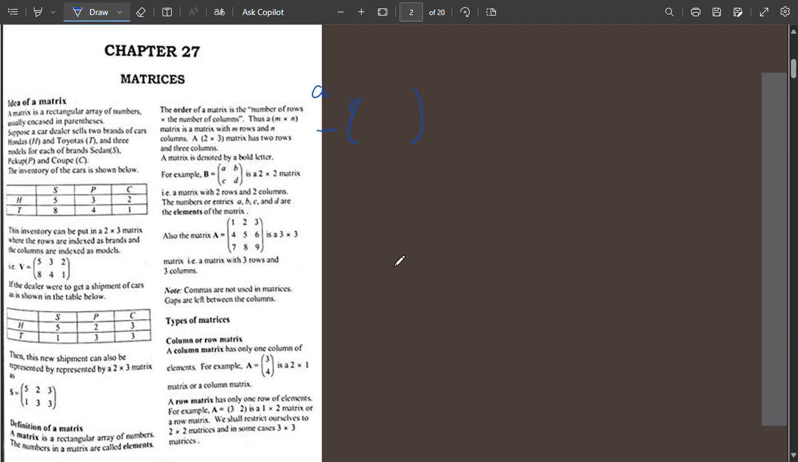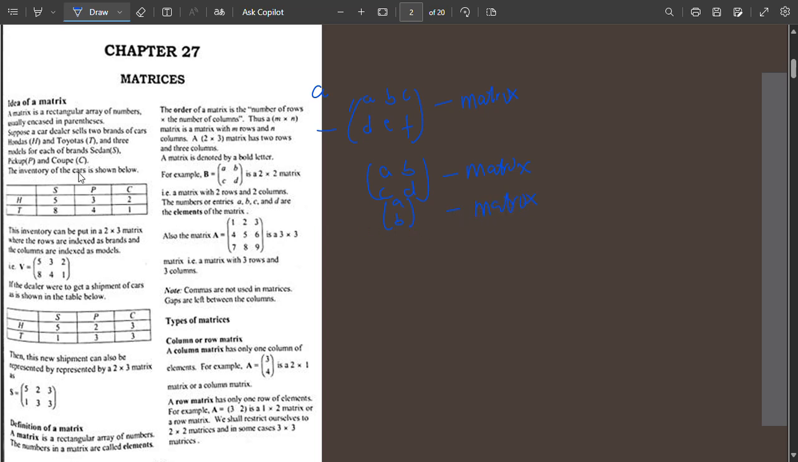A rectangular array of numbers, so A, B, C. I'm using A, B, C, D, F to represent the numbers. So this is a matrix. Mostly, sometimes also it can be a square, like A, B, C, D. Numbers in a parenthesis, that's a matrix. And then sometimes just A and B, it's also a matrix.